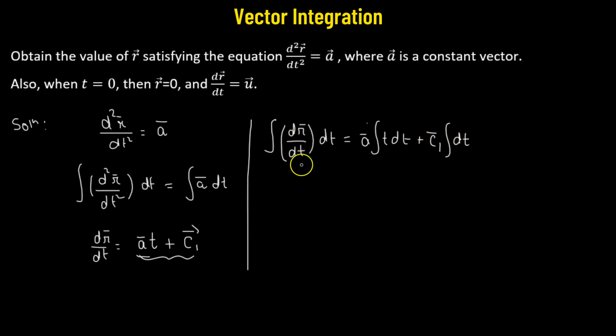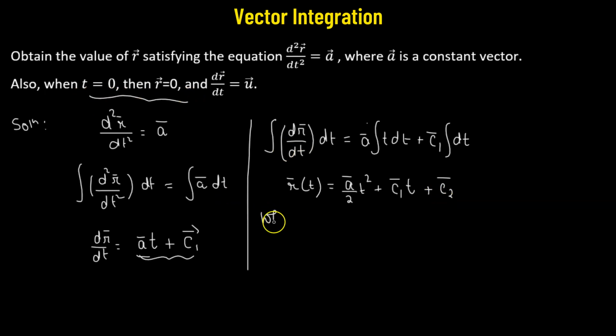Now the integration of dr over dt is simply going to be vector r, and that will equal vector a multiplied by the integration of t, which is half t squared, plus c1 vector times the integration of dt, which is t, and we will have another constant of integration, c2 vector. Now we have obtained the vector valued function r, which is a function of the parameter t, but we have two constants, c1 vector and c2 vector, whose values we need to obtain by using the given conditions.